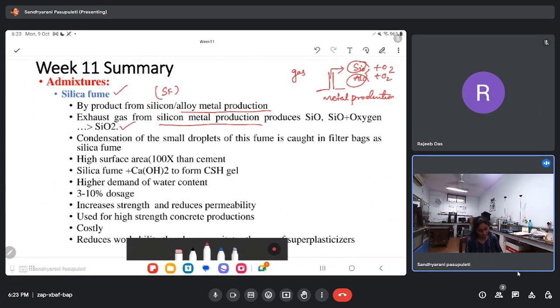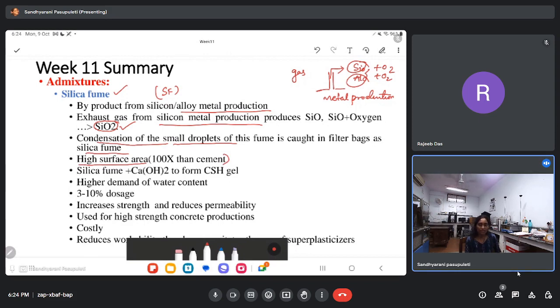Let us say this SiO2 is collected from the exhaust gas. This SiO2, on condensation, that means when we compress it into a chamber, will form small droplets. These small droplets will be collected into filter bags and we name them silica fume. What is the main feature of this silica fume is that they are very fine in size and they have a higher surface area.